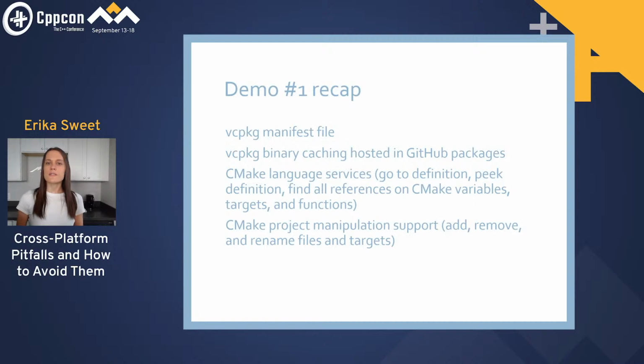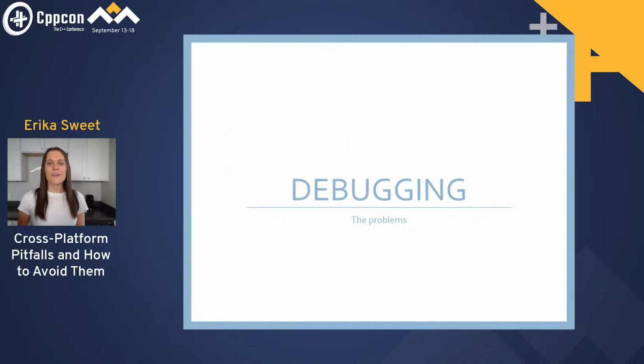We also showed 2 new CMake features. The first was CMake language features, where I can go to definition, peek definition, and find all references on CMake variables, targets, and functions. And we showed this on CMake variables and targets. We then showed CMake project manipulation support, which allows you to add, remove, and rename files and targets without ever modifying your build scripts by hand. And we showed the example of adding a new source file to a target. And with that, we can jump on into the third section on debugging.